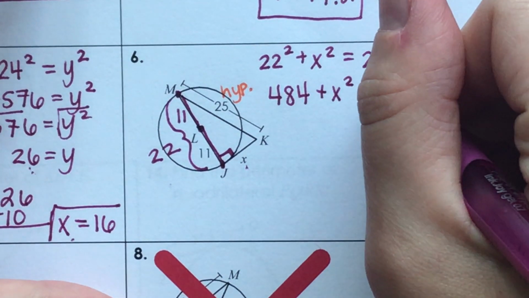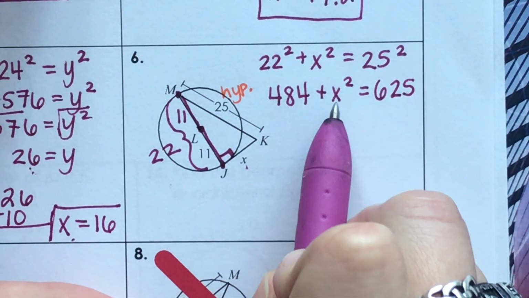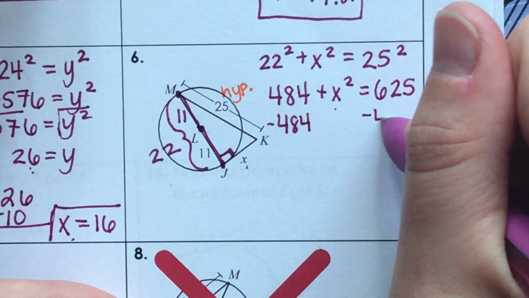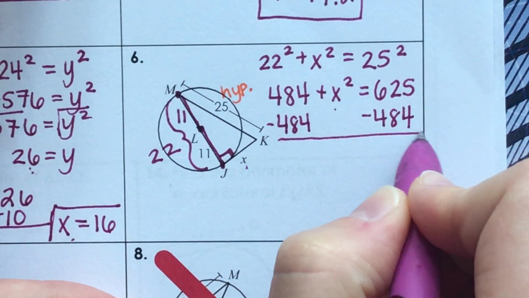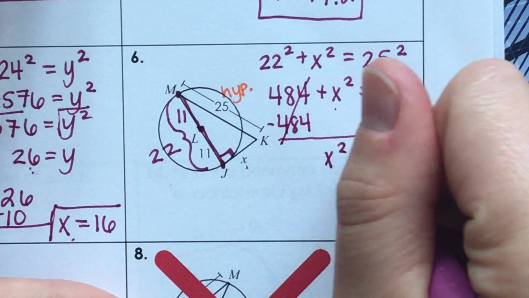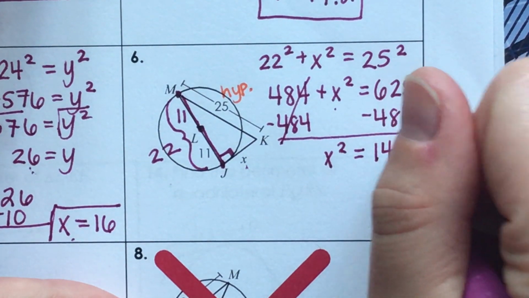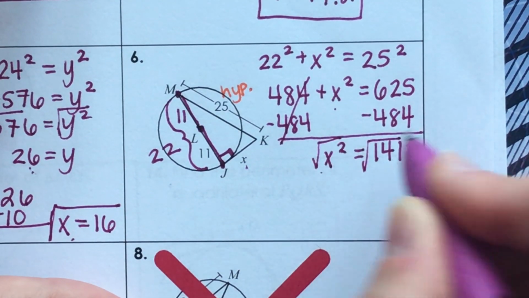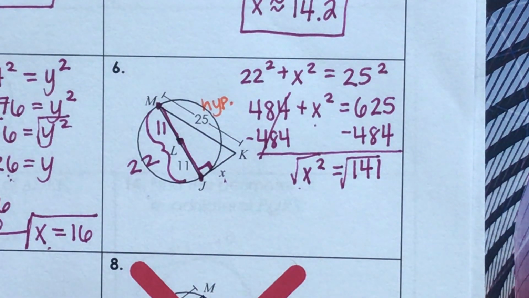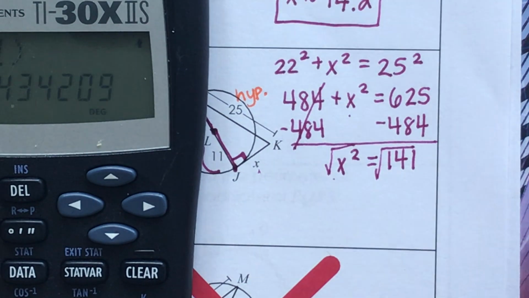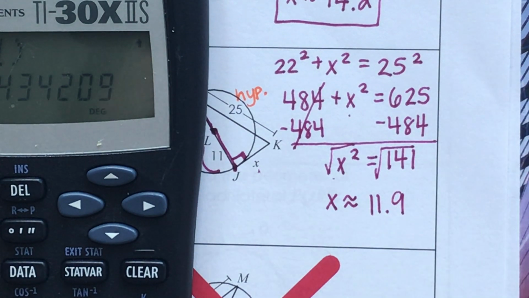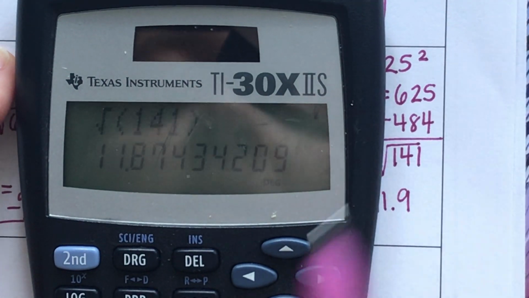And then 25 squared is 625. Now, to get the x by itself, I'm going to subtract the 484 from both sides. I get x squared equals 141. And then to get the x by itself, I square root both sides. That's going to give me a decimal, so I'm going to put it in my calculator. I get that x is approximately 11.9. It's 11.87, right? So I round up that 8 to be a 9.